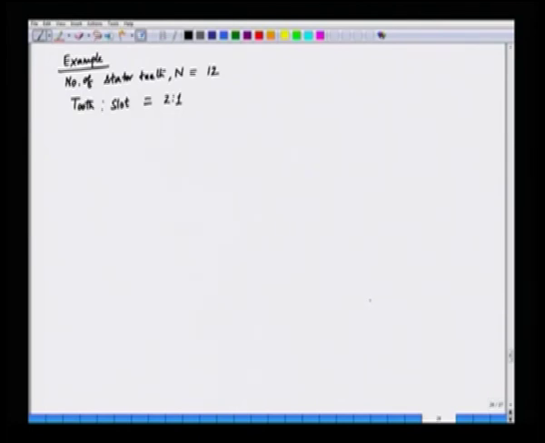Now, if this is the situation, and we have 3 stacks, or phases, M is equal to 3. What is the tooth pitch here? Tooth pitch is equal to 360 by N, and N is 12 here. So 360 by 12 is equal to 30 degrees. The tooth pitch in this case is 30 degrees.